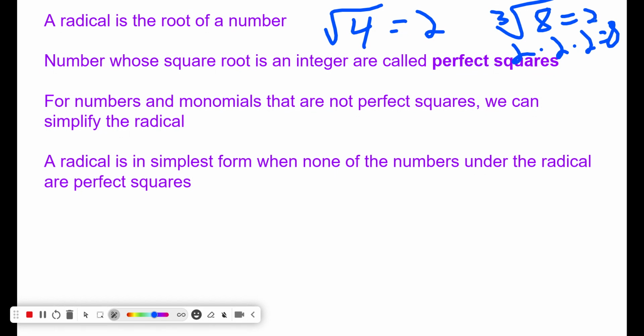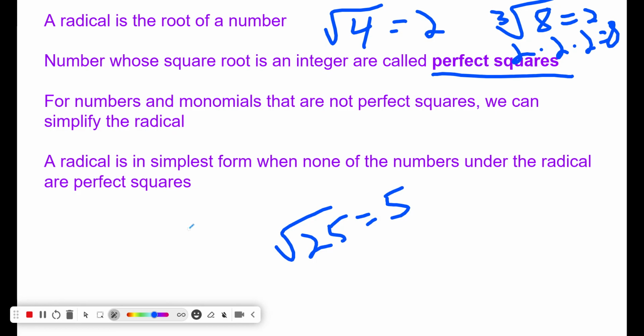Numbers whose square root is an integer are called perfect squares, which is really nice. You end up with the square root of 4 equals 2, square root of 25 is 5. Those are perfect squares. But for numbers and monomials that are not perfect squares, we can simplify the radical, and that's what we're going to be talking about today. A radical is in its simplest form when none of the numbers under the radical are perfect squares anymore. That's the most important thing.